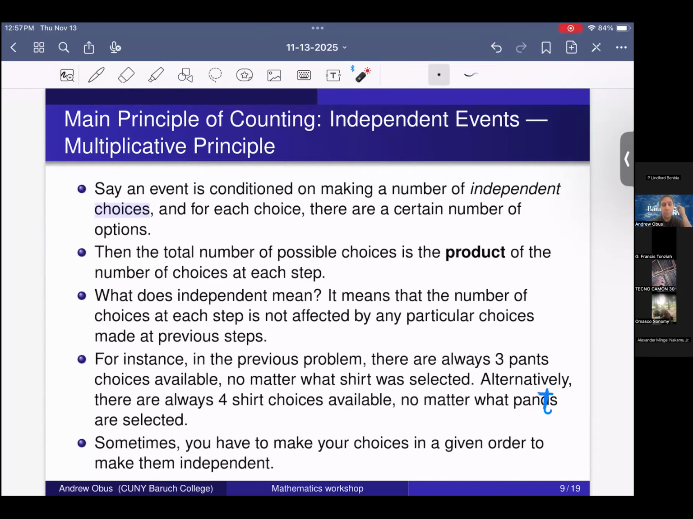And one of the things that we'll see in some of our examples, we'll probably only get to do one or two examples today, but we'll do more examples next time, is that in order to actually make your choices independent, you sometimes have to be smart, clever about what order you make them in. So for this first basic problem, it doesn't matter. You can choose your pants and then your shirt, or you can choose your shirt and then your pants. Makes no difference. Everything is totally independent. But sometimes you need to make a choice.